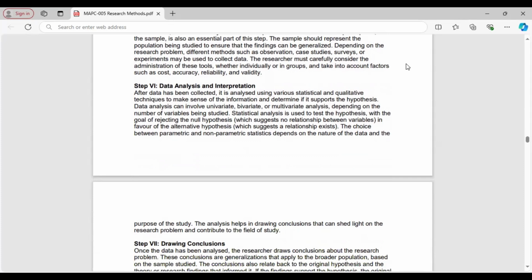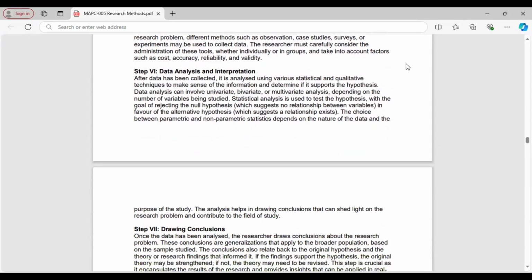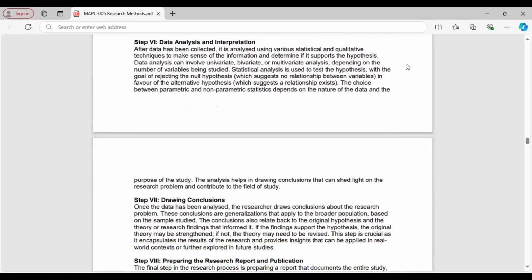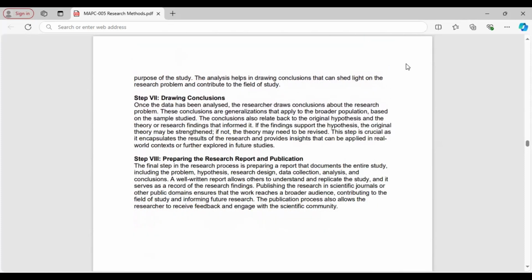The researcher draws conclusions based on analyzed data, linking findings back to the original hypothesis. These conclusions provide insights that may strengthen or revise existing theories and suggest directions for future research. Step 8. Preparing the research report and publication. The final step is compiling a comprehensive report documenting the entire study, including the problem, hypothesis, design, data collection, and conclusions. Publishing the research in scientific forums allows for broader dissemination and community engagement, thus fostering further research.